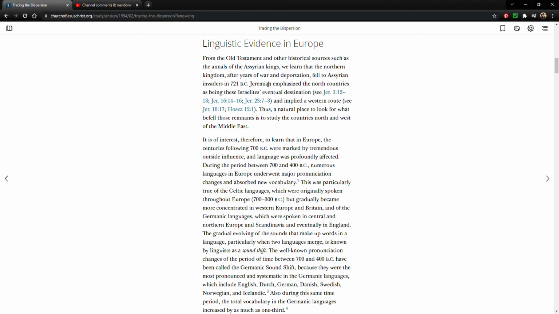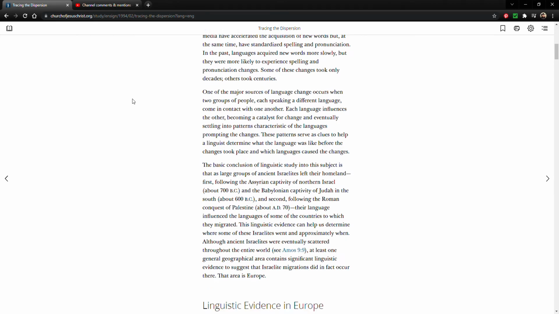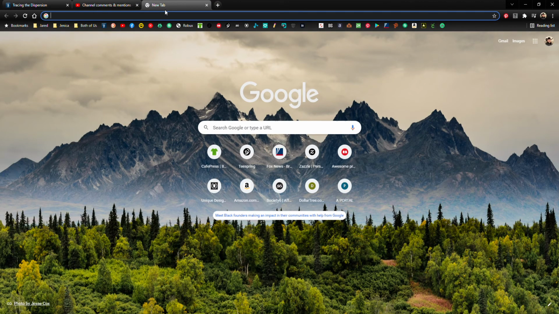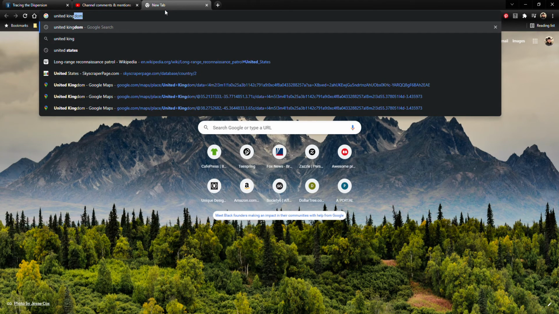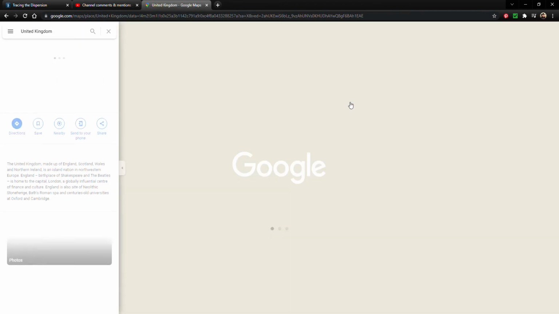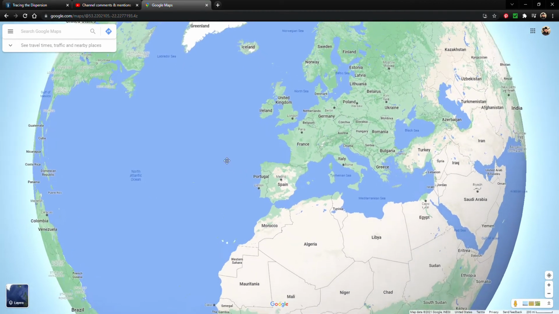So if you put those scriptures together, the same way that, what's his name again, Terry M. Blodgett is doing, let's take a look at the map again. Let's just look up United Kingdom, because I believe that there is a very high concentration specifically in the United Kingdom.